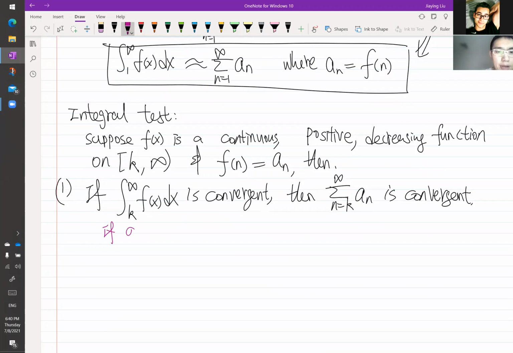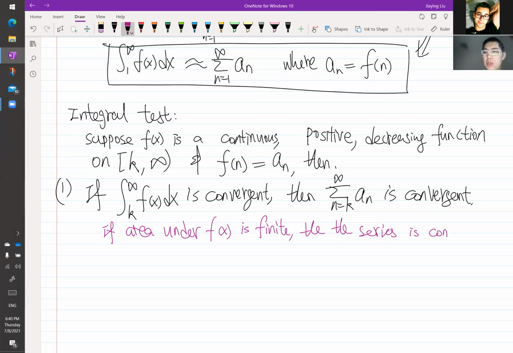So if the area under the function f of x is finite, then the series is convergent, meaning the sum of the series is also finite.